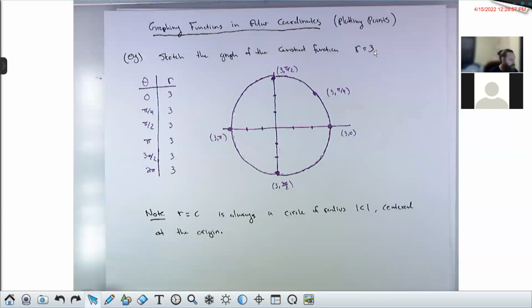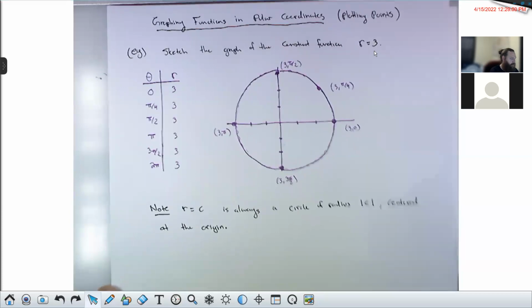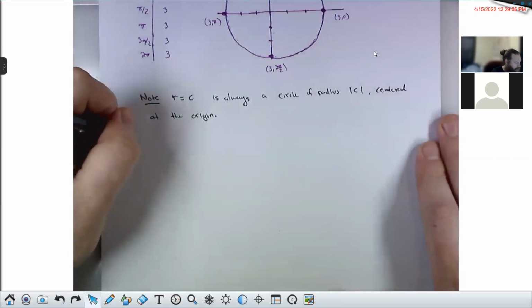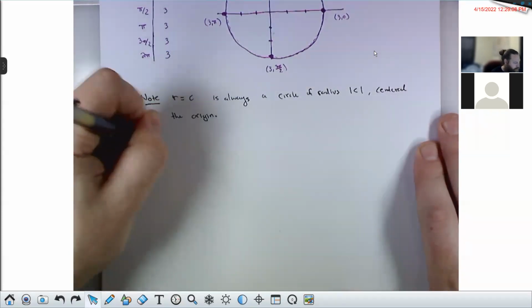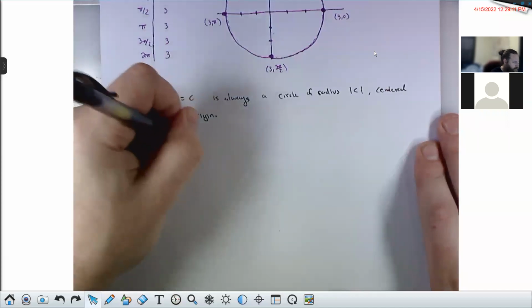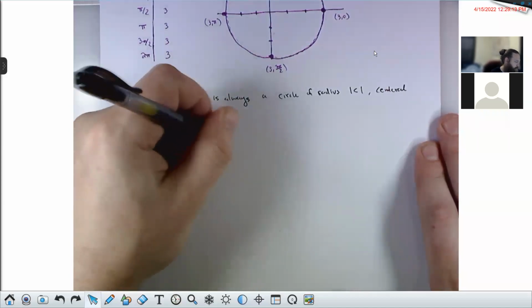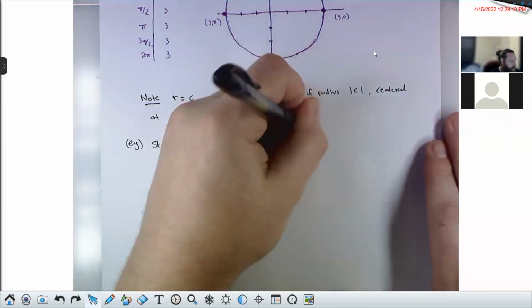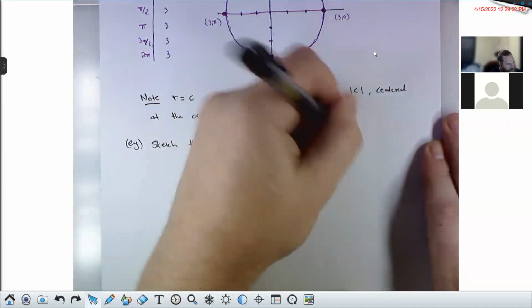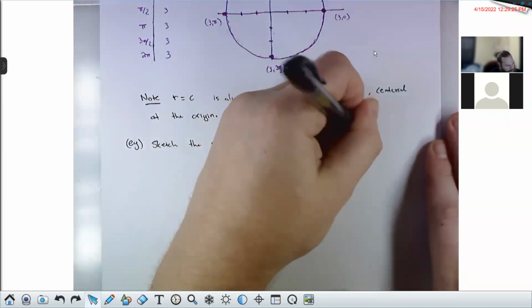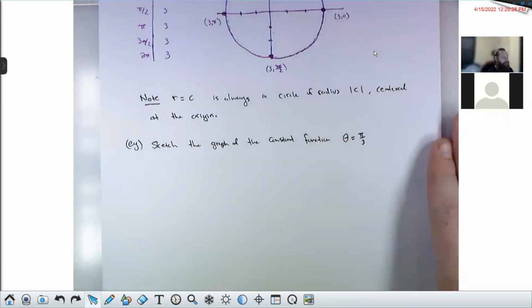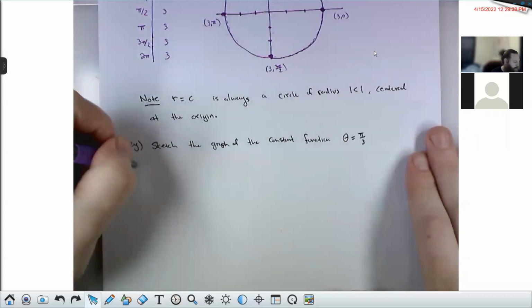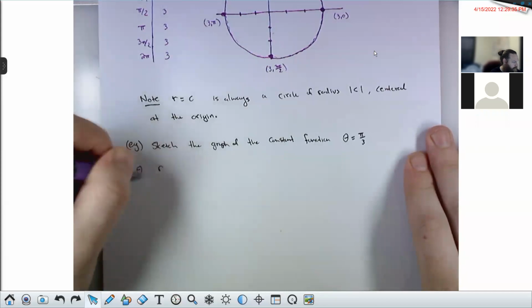The other one worth looking at here is theta equals a constant. That's the other super simple one. Let's do that. So let's sketch a graph of the constant function. Let's do theta equals pi over 3. Same deal, we make a table, theta and r.